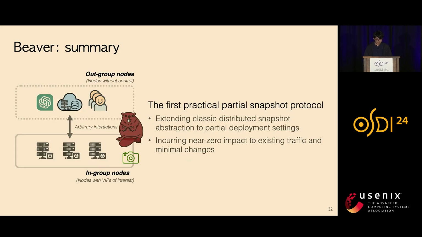So to summarize, Beaver formalizes, designs, and implements the first partial snapshot primitive. It also incurs near 0 cost by tightly coupling the distributed system design with the regularities of the data center environment.